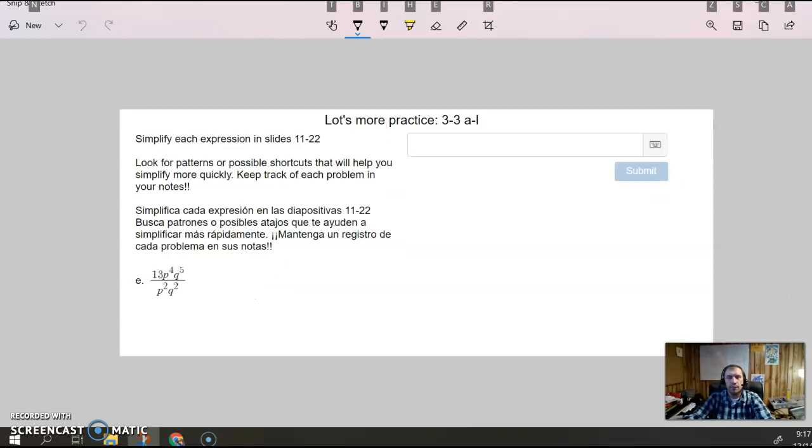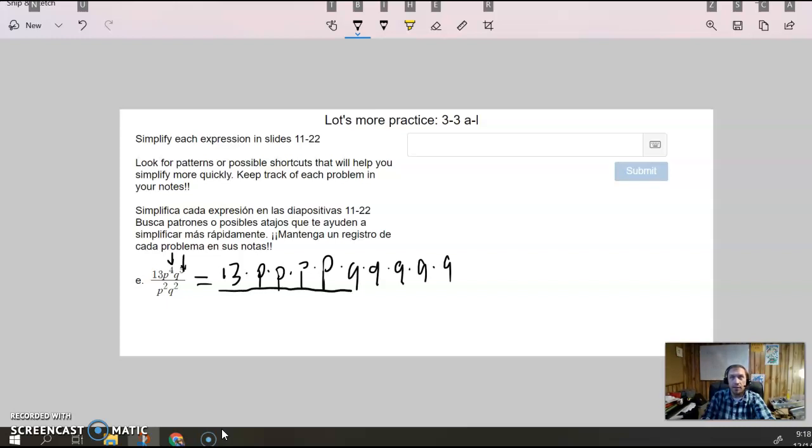Now we're looking at slide 15. Take a moment, try this out for yourself, and then hit play and come back and let's take a look at it. Notice the numerator here is 13p to the fourth, q to the fifth. The denominator is p squared times q squared. It's going to be helpful right now to expand this. On the top we have 13 times p times p times p times p times q times q times q times q times q. Notice 4 p's, 5 q's, and I get that from the exponents.